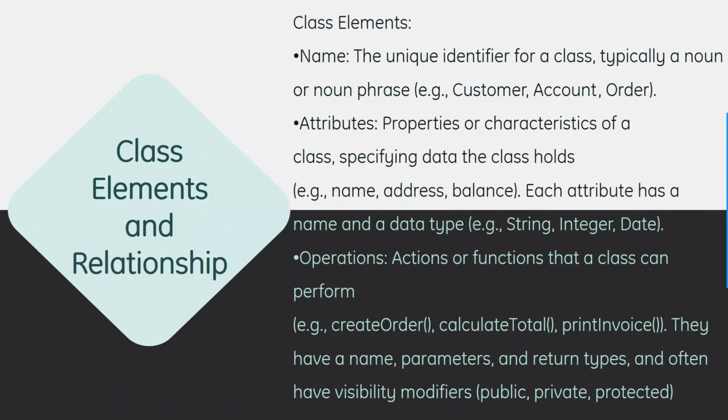Next, we have class elements and relationships. So firstly, we have name, the unique identifier for a class, typically a noun or a phrase, example customer, account or order. Then we have attributes, which are properties or characteristics of a class specifying data the class holds, example name, address, balance. Each attribute has a name and a data type like string, integer, date, etc. Then we have operations, actions or functions that a class can perform. Example, create order, calculate total, print invoice. They have a name, parameters and return type, and often have visibility modifiers like public, private or protected.